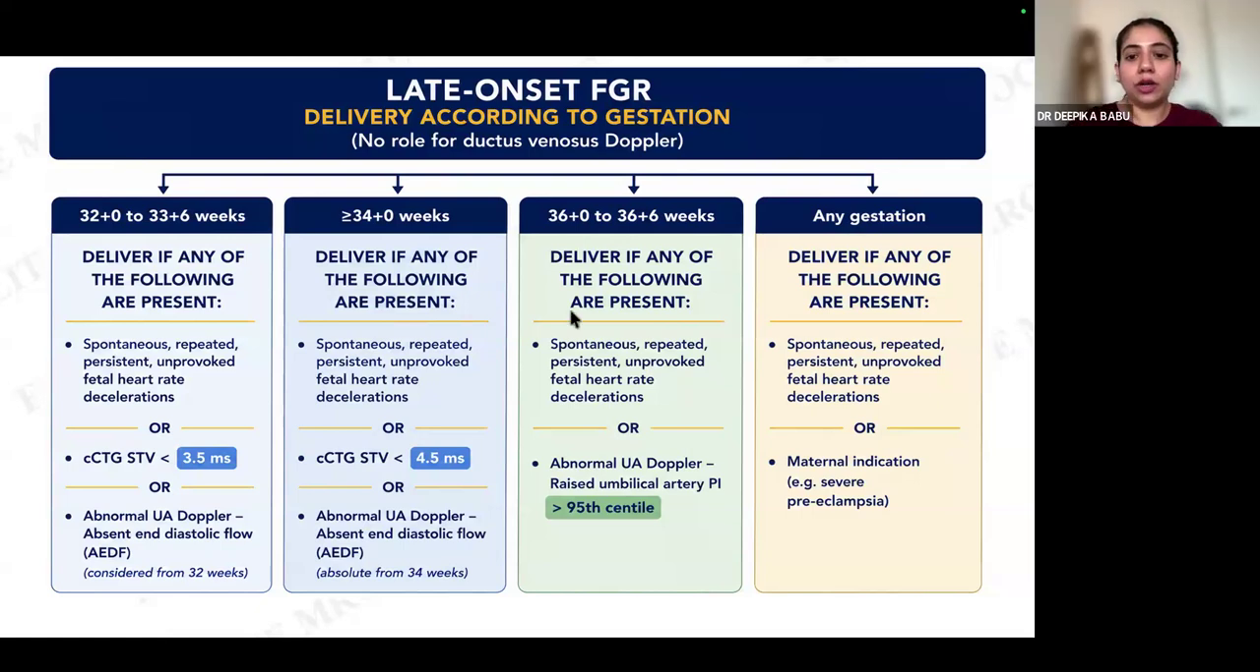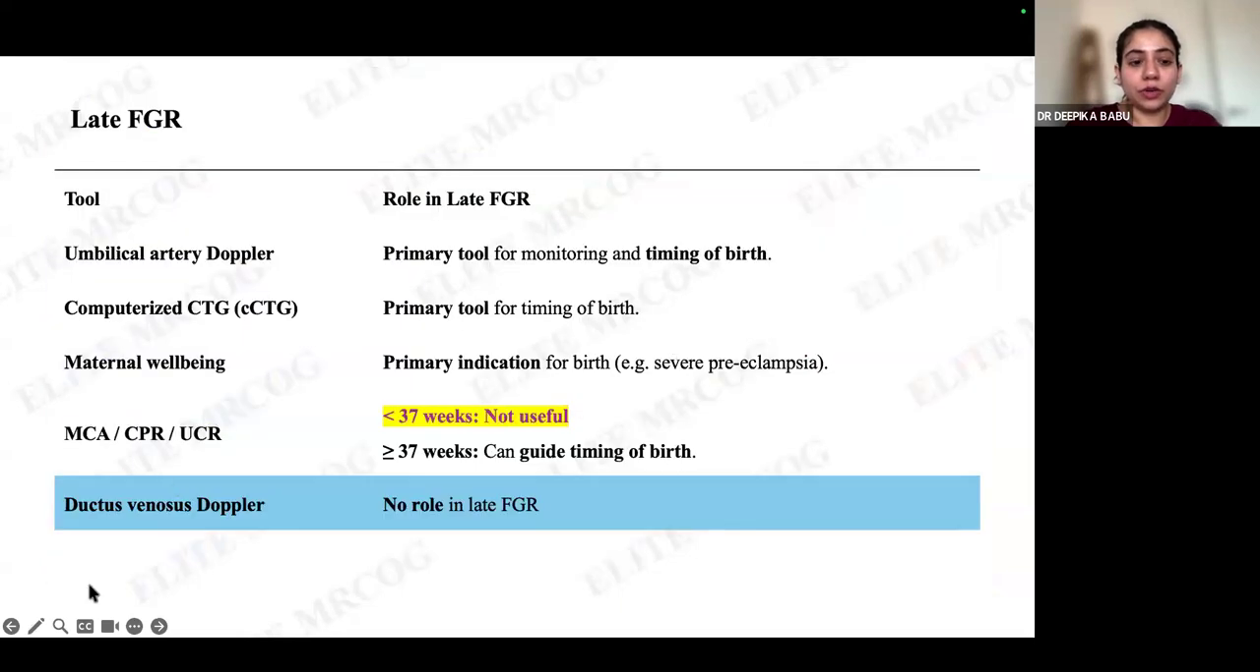Okay, so this is all we have discussed today. So remember, the umbilical artery Doppler is the primary tool for monitoring in late onset FGR to decide the timing of birth, but not in early onset FGR. So the primary tool will be your computerized CTG, maternal well-being, and all this middle cerebral artery and cerebroplacental ratio. I know you guys have been using it in day-to-day practice in Asian regions, but here MCA and CPR we don't do before 37 weeks.